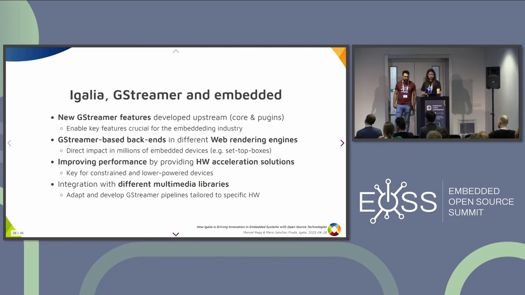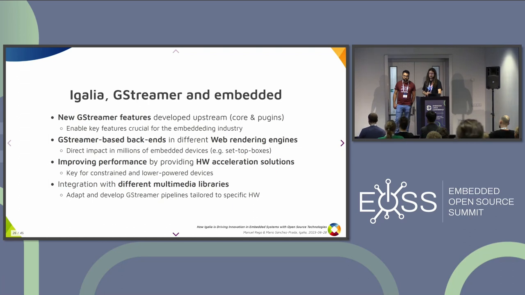So the relationship of all this and how it impacts embedded devices. The new GStreamer features we've been developing upstream, both in the core part and the plugins, are crucial for the embedded industry and many devices like set-top boxes or in-vehicle entertainment systems, those kinds of things. We do implementation of GStreamer backends not just for WebKit but for other web rendering engines. This has a direct impact already in millions of devices. Just think of the millions of set-top boxes out there that are using RDK, which is based on WPE, that's already a lot. But there are even others not using RDK too.